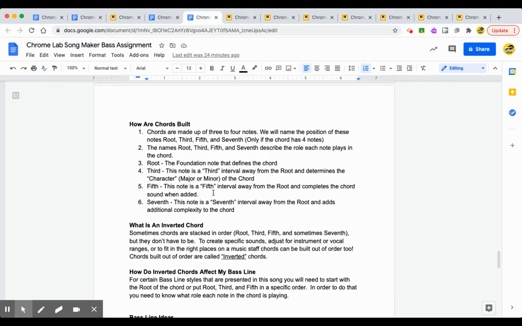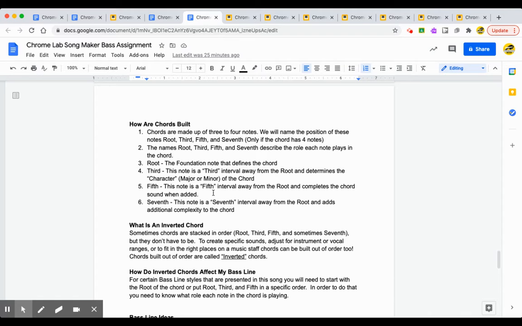Number 1, chords are made of 3 to 4 notes, and we will name the positions of these: root, third, fifth, and seventh. But only if a chord has 4 notes. The names root, third, fifth, and seventh describe the role each note plays in the chord. Root is the foundation. Third is the interval away from it. The third is a third interval away from the root.